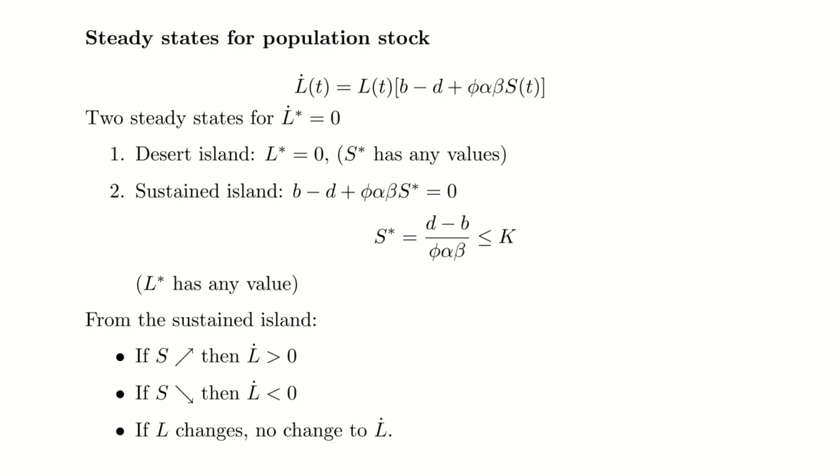This is true as long as S star is smaller than K, otherwise the island is simply too small for even a single islander to survive on it. Away from the steady state, if S dips below D minus B divided by phi alpha beta, then the population starts decreasing because each farmer does not produce enough food to sustain himself or herself. If, however, S is higher, then farmers produce enough surplus to allow them to have offspring, and L starts to increase.